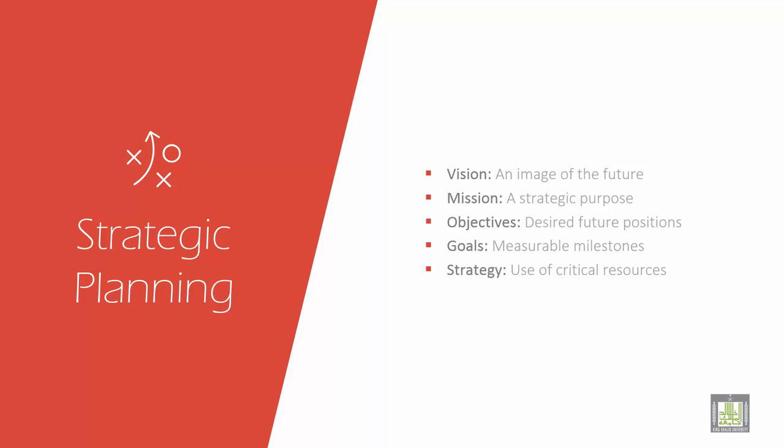What is vision? Vision is the image of the future. So we have to see the company's image, how it will be in the future based on the projects we have undertaken. That is the vision statement. Mission statement is the strategic purpose. Strategic purpose is actually the direction: the scope of activities in an organization which has long-term planning.